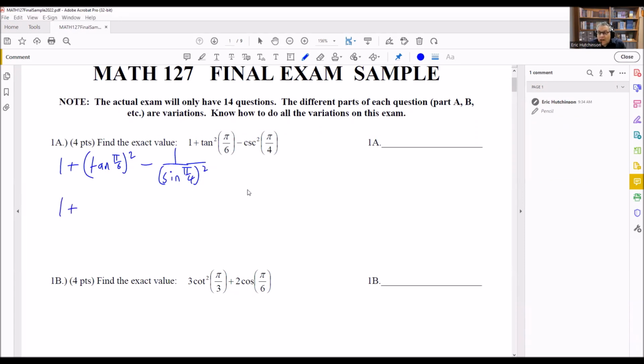So pi over 6 would be, it's like 30 degrees, first quadrant. In order to find a tangent, when we look at the unit circle, it's the y value over the x value. So I'm going to take the y value over the x value there. So in this case, what you would have going on there is you would have a 1/2 divided by square root of 3 over 2. So in a way, you get that. And so if you do that part off of the unit circle, you're actually going to get 1 over square root of 3.